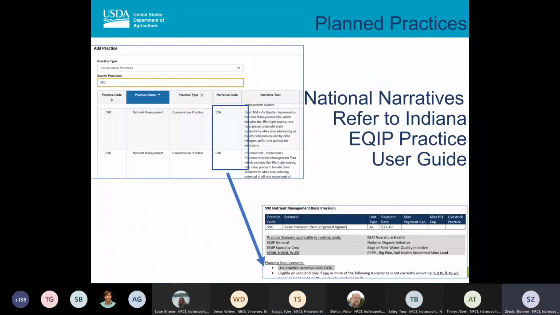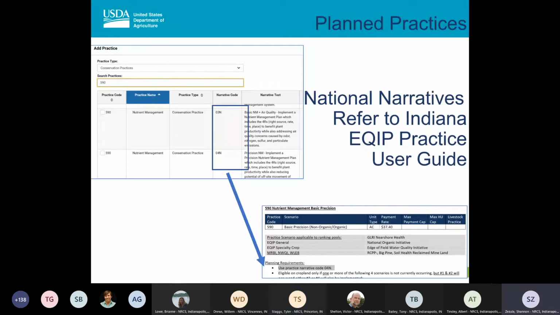Quick question. Is there any way we can access the old narratives? And I don't mean for future planning, but there are still some corrections being made from the past, especially with CRP. So are we only to select the national narrative code if that's the practice being used? If we need to update, say, an 1155 or a comms plan for something that was planned under the FY20 rules?